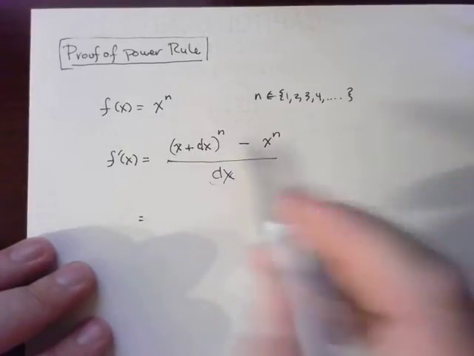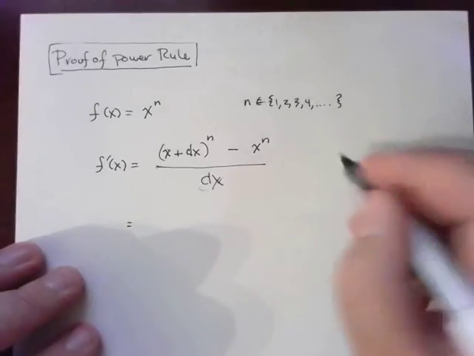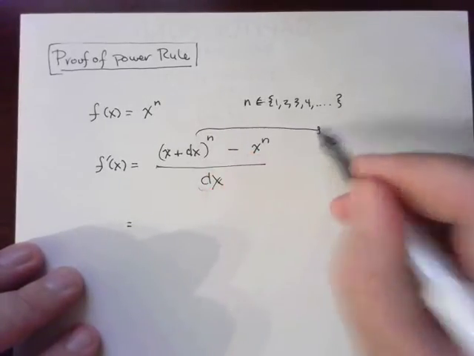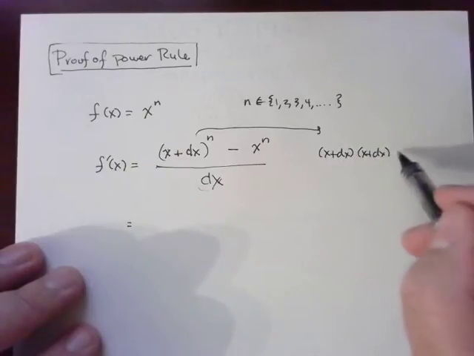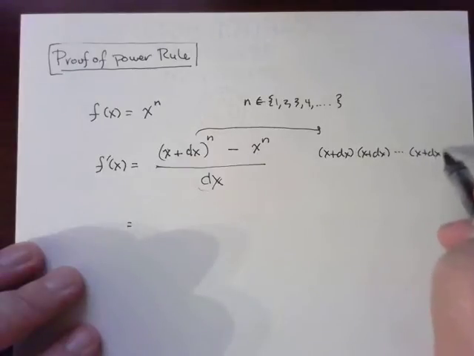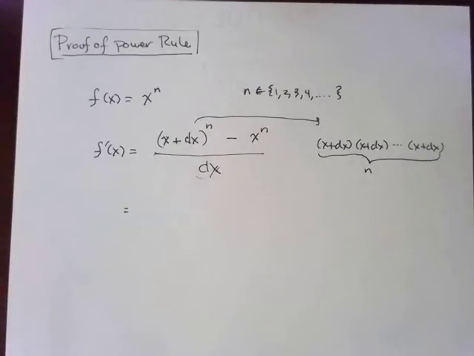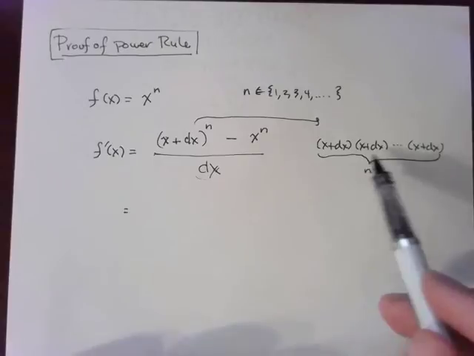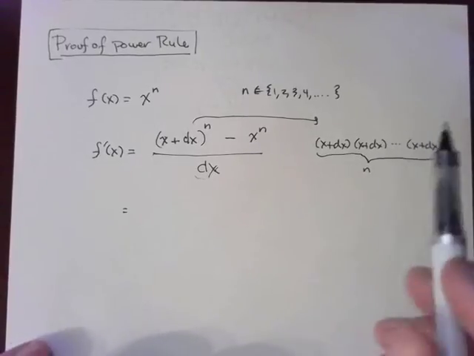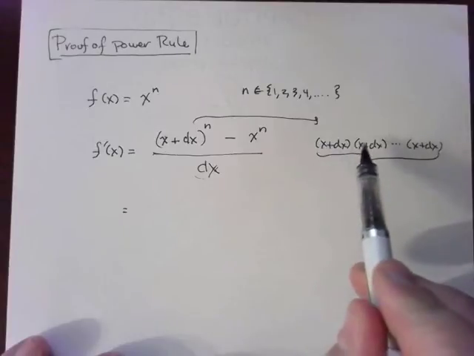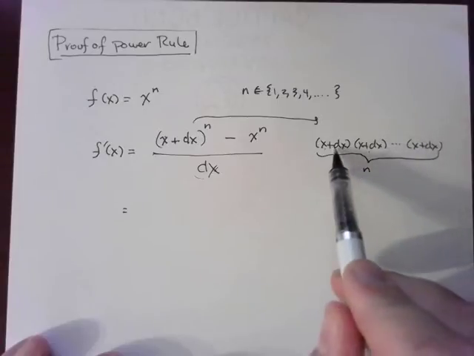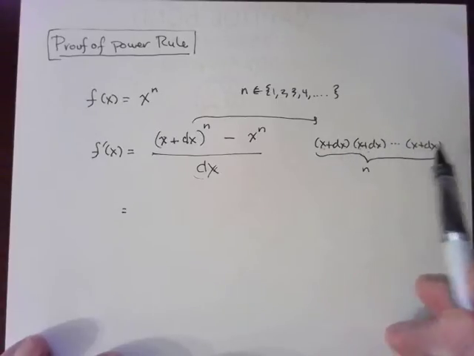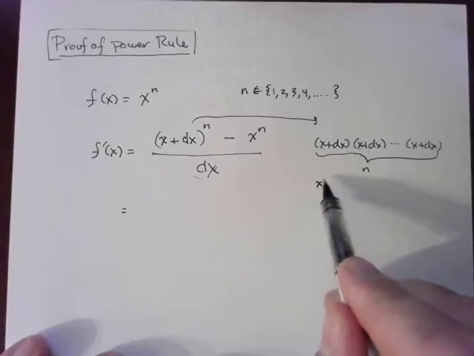Okay? So if I think about what's going on here, this means x plus dx, x plus dx, over and over again, n times. And I would need to distribute all of these out. And this would be a huge, huge mess if I had to write it all out. But we know that the way we distribute all this out is we pick a term from each one. So if I go x, x, x, x, that will be one of the terms. If I take x from each one, that will be x to the n.